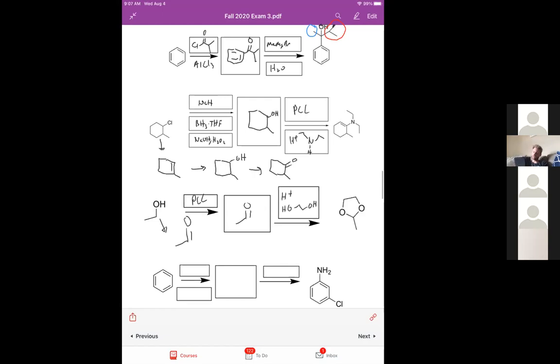For our last one, we have an amine and a Cl. They are meta to each other. So in order to get them meta, we need to have a meta director on there at some point. In order to make an amine, we want to go through a nitro group, which is the meta director. So probably best to add that first. If we add the chlorine first, we have an ortho-para director, and that's going to be problematic.